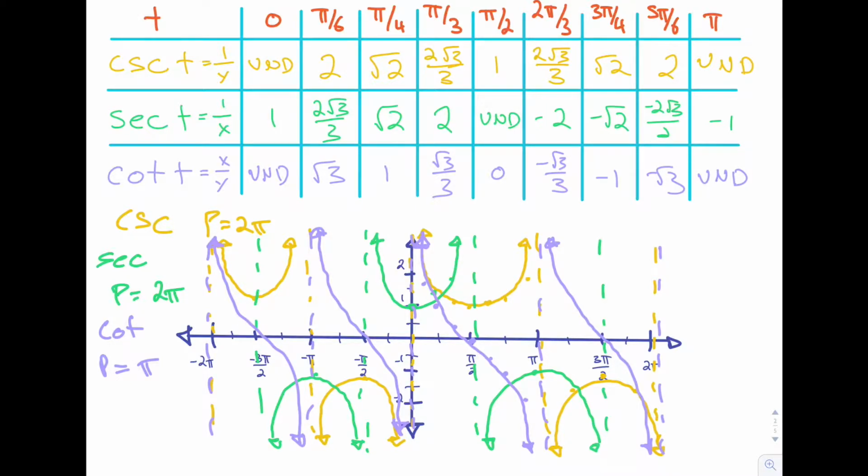So those are your graphs of cosecant, secant, and cotangent. Noting now that we see what they look like, we can see that cosecant is 2 pi periodic, secant is 2 pi periodic, and cotangent is pi periodic. So that leads us to the next part.